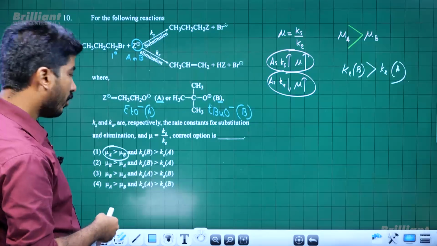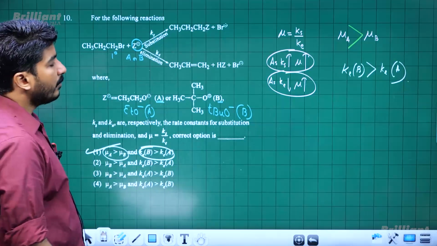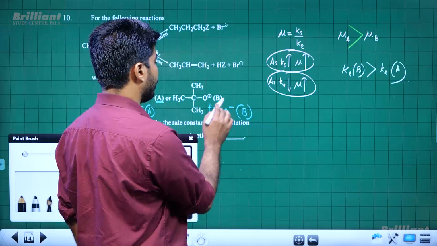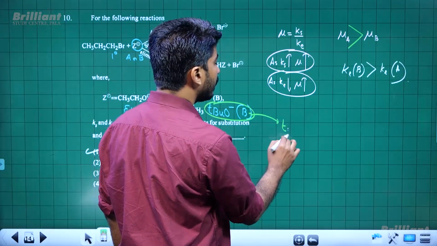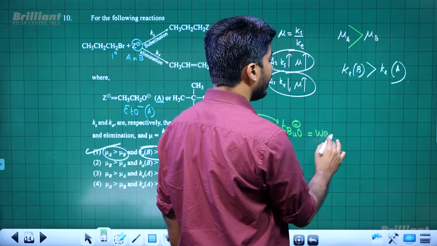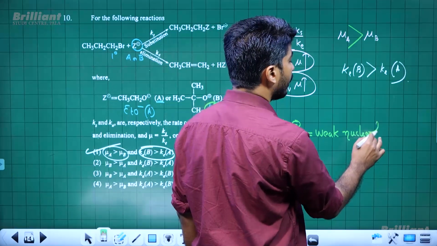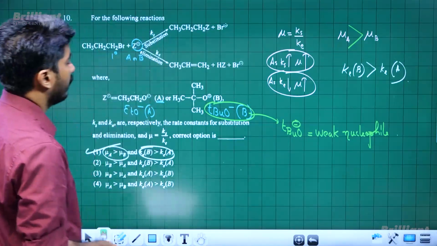Yes, so the option will be the first one itself. Remember, tertiary butoxide is often called a weak nucleophile, due to steric factors. Weak nucleophile due to steric factors. Yes.